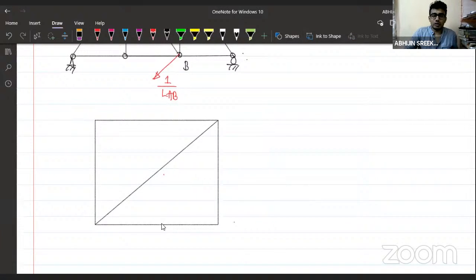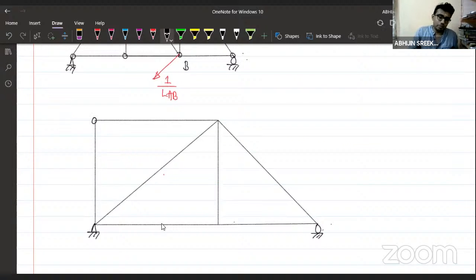And what are we asked to calculate? We are asked to calculate the relative movement between two joints. For example, this is a truss. This is a hinged end. This is a roller end. Suppose there is a joint A and this is joint B. Due to some reason, lack of fit or temperature change, whatever the reason is, there is a relative movement between these joints A and B.